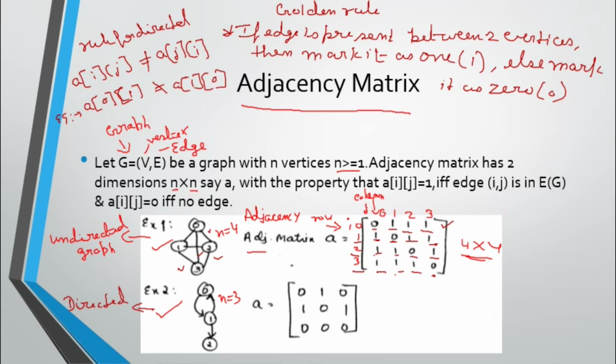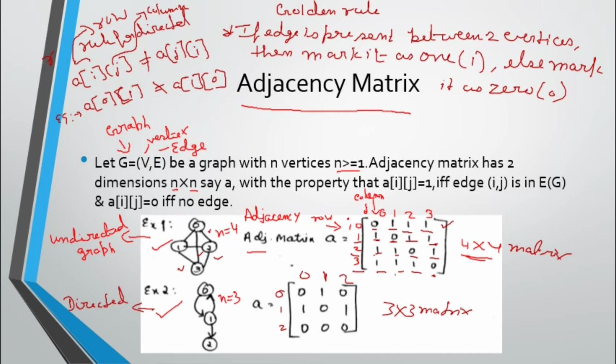Now what is this? i represents row, and j represents column. So that is how it is. Here we observe that this is a 3 cross 3 matrix. So we have 3 vertices, 0, 1 and 2.